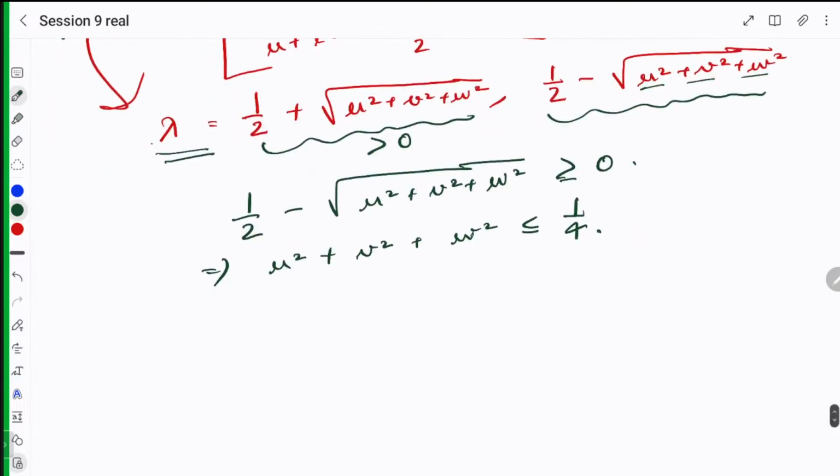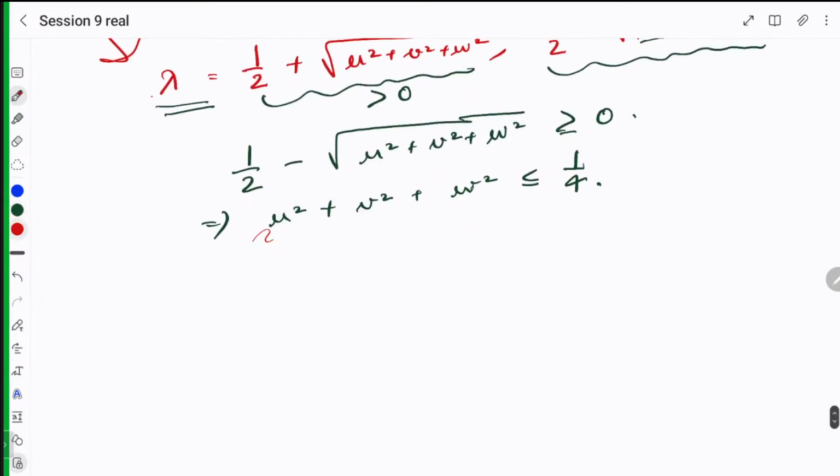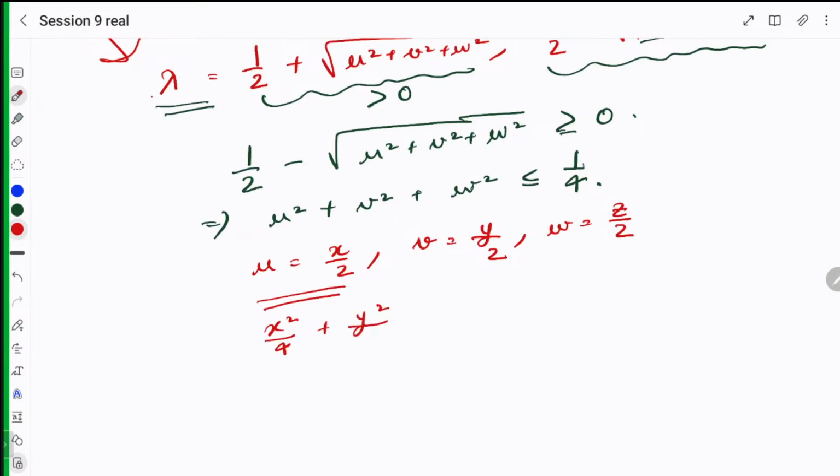Okay, so let's now do a little bit of a mathematical jugglery, a little transformation. Let's define u as x by 2, v as y by 2, and w as z by 2. If we do that, then you will see that this is x squared by 4 plus y squared by 4 plus z squared by 4, that is less than or equal to 1. That means u squared plus v squared plus w squared is less than or equal to 1.